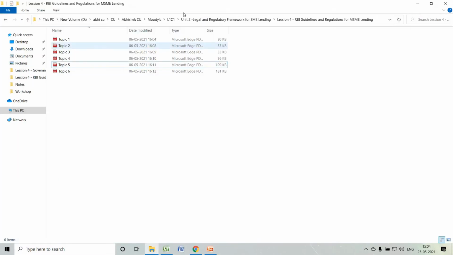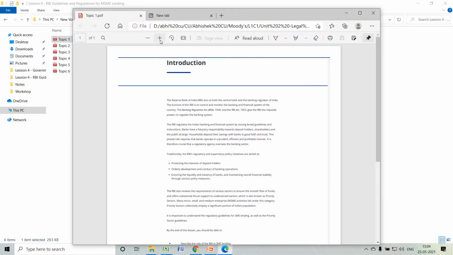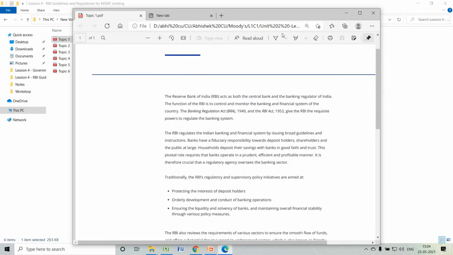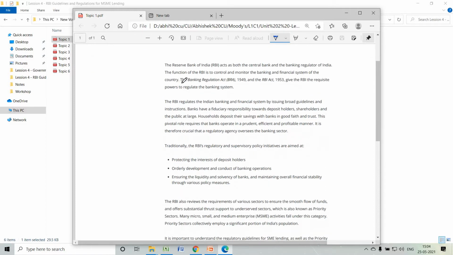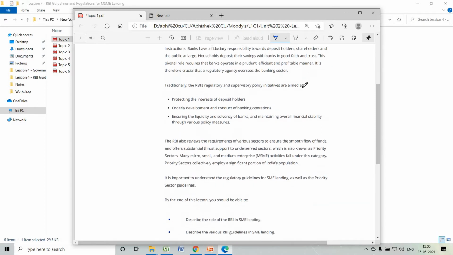So again, lesson 4, RBI guidelines and regulations for MSME lending. There are 6 topics which we have to study, and we will just concentrate on this. The Reserve Bank of India acts as both central bank and the banking regulator of India. We all know this. The function of RBI is to control and monitor the banking and financial system of the country. The Banking Regulation Act of 1949 and the RBI Act of 1953 give the RBI the requisite power to regulate the banking system. So you need to remember these two laws: the Banking Regulation Act 1949 and the RBI Act of 1953.